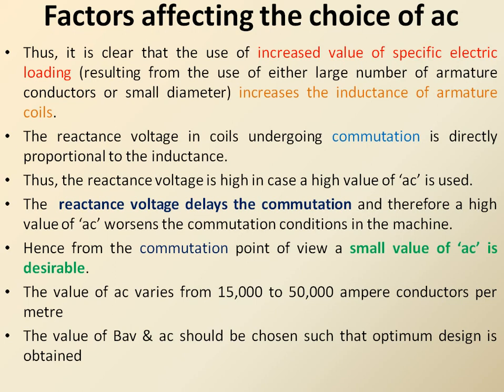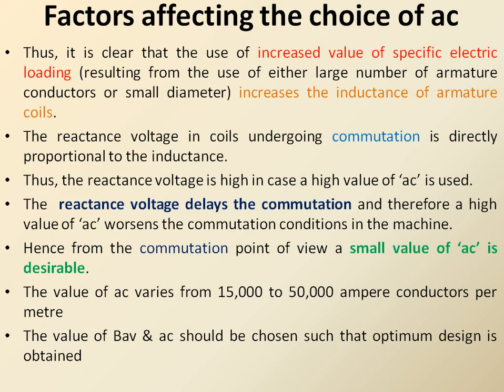Due to the inductance present in the coil, definitely an EMF will get induced in this coil due to the reversal of this current, and that particular EMF is said to be L into di by dt. Here the change in current is actually 2I, because the current is changing from plus I to minus I. So the relation for induced EMF can be said to be L into 2I by dt. This induced EMF is said to be the reactance voltage. So if the value of inductance is quite large, then definitely the magnitude of reactance voltage also will be large.